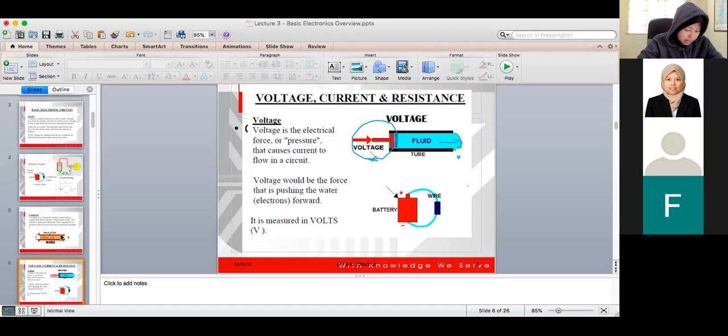Kalau dalam electronic circuit, water tu it represents the current lah. Sorry, not current, electron. Okay, unit untuk voltage adalah volts. Yang ni semua tahu ni. Ya, unit untuk voltage adalah volt.